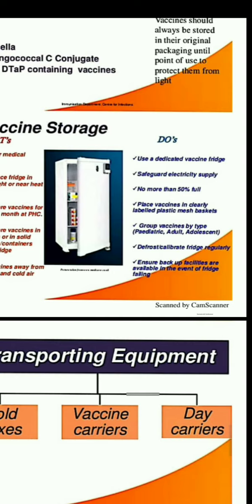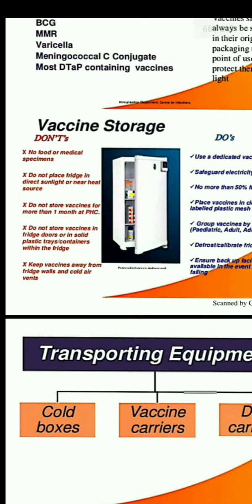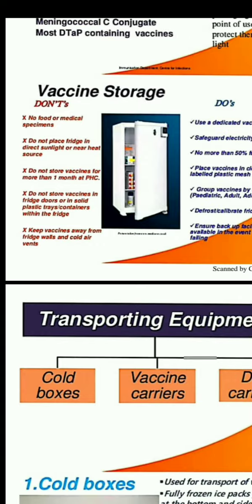The don'ts are: no food or medical specimen should be kept in it. Do not place the fridge in direct sunlight or near a heat source. Do not store vaccine for more than 1 month at PHC. Do not store vaccine in the fridge doors or in soiled plastic trays or containers within the fridge. Keep vaccines away from the fridge walls and cold air vents.